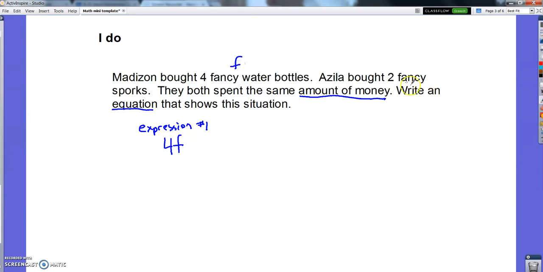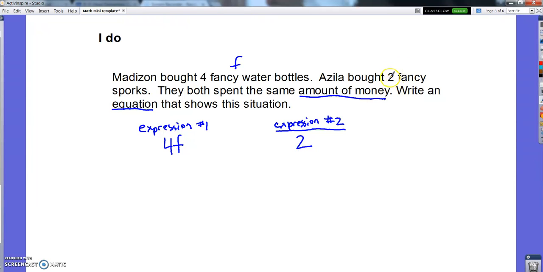Okay? And so Azila bought 2 fancy sporks. I love a good fancy spork. I have lots of them. And I don't know how much those cost either. And I also don't know how much money she spent or how much 1 was. All I know is she bought 2 of them and they cost some amount of money. So that's a separate expression. I know 1 expression for Madison's amount of money. And I know Azila bought 2 fancy sporks.